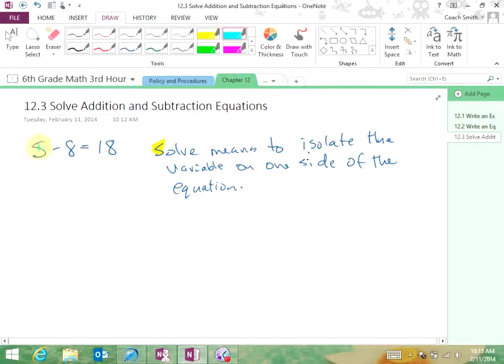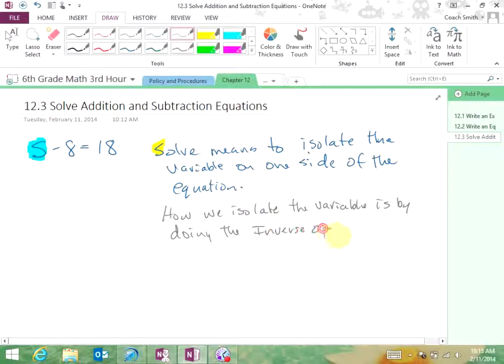Okay, so here is the variable, S. How we do that, how we isolate the variable, is by doing the inverse operation. Okay, so it's the opposite operation.